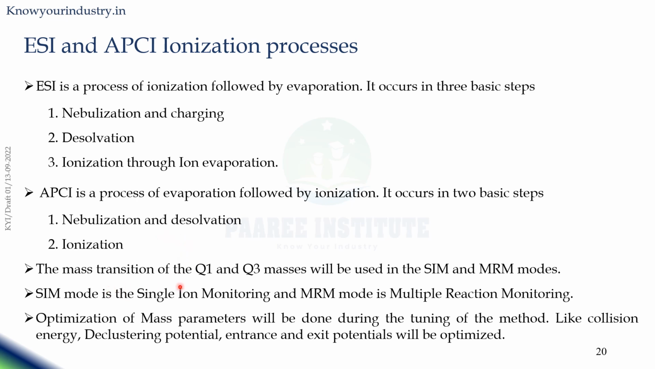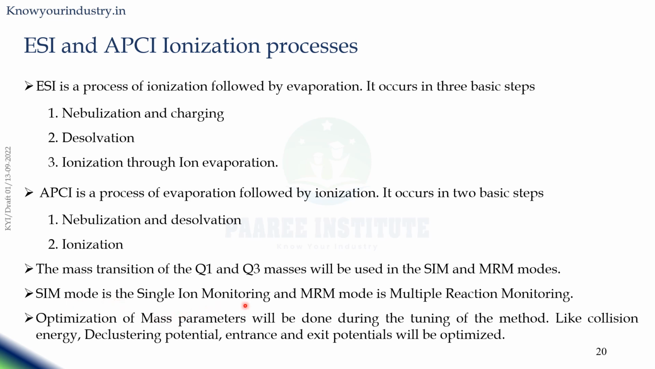The mass transition of the Q1 and Q3 masses will be used for SIM as well as MRM modes respectively. In case of Q1, we use SIM mode, and in case of Q3 masses, we use MRM mode, depending on the choice of the method.